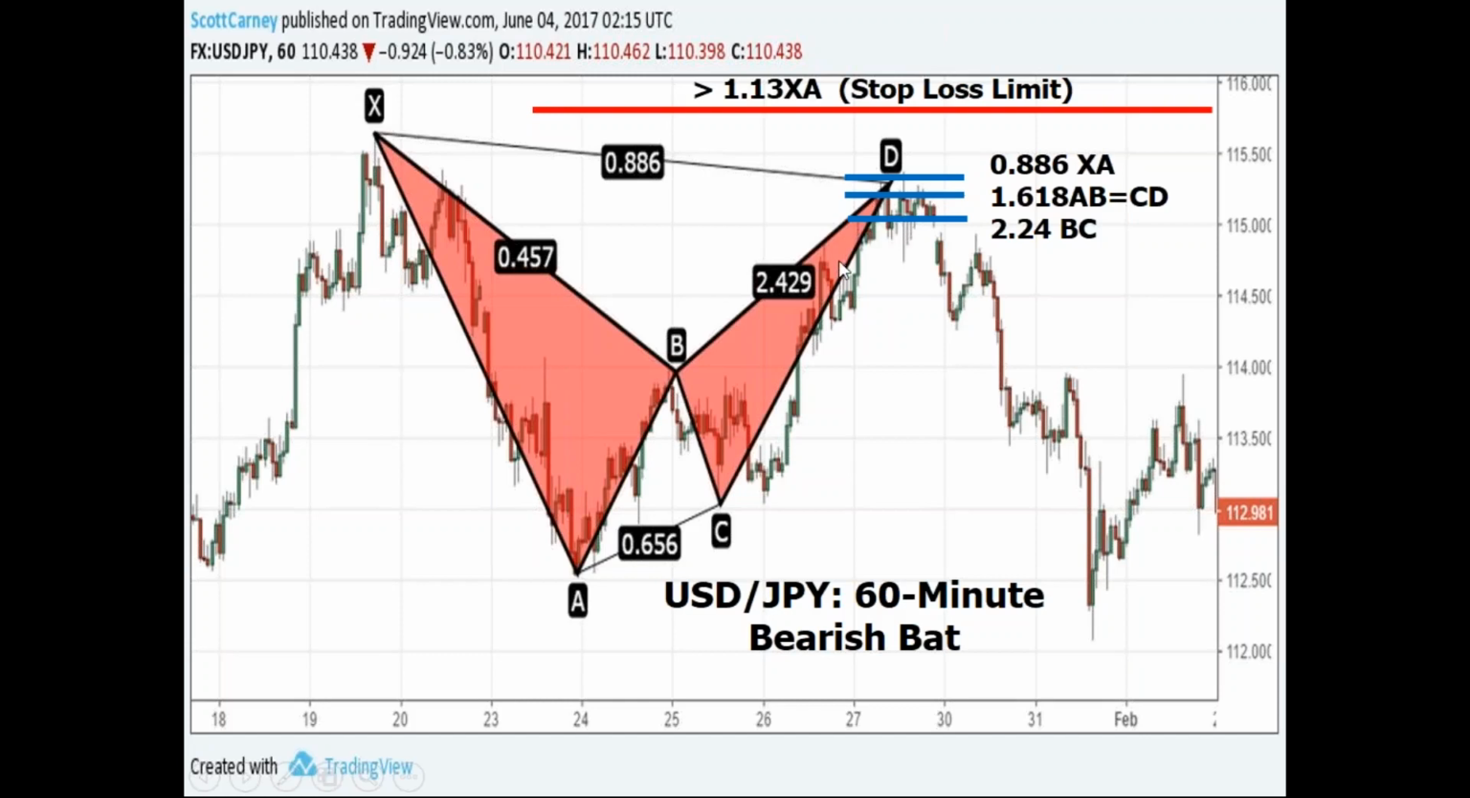Now it's important to note that we utilize the ideal harmonic measures because this is where the minimum harmonic levels exist to define the structure as harmonic. Of course, we're not going to reverse exactly on each measure. That's why we look at the entire zone and treat the zone as the area for the anticipated reversal.